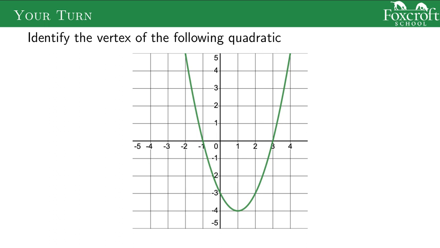Here's one for you to try on your own. Identify the vertex of this quadratic. I'll tell you the answer in 3, 2, 1. The answer is the lowest point, 1, negative 4. So we're just identifying this new important information about a quadratic or a parabola known as the vertex.